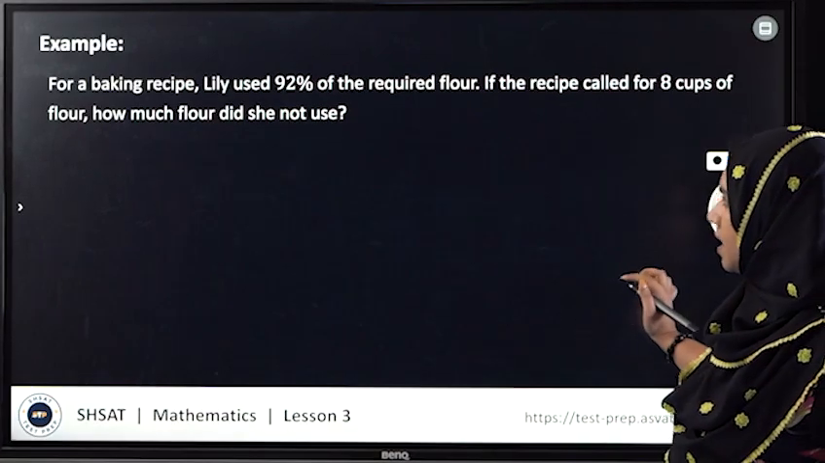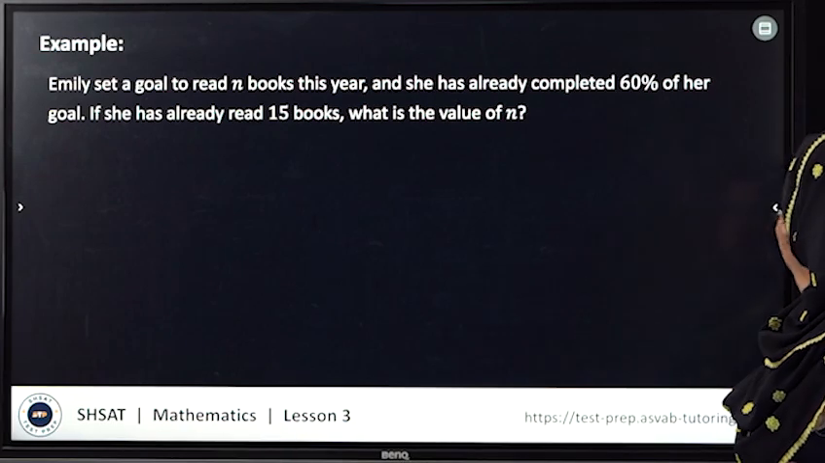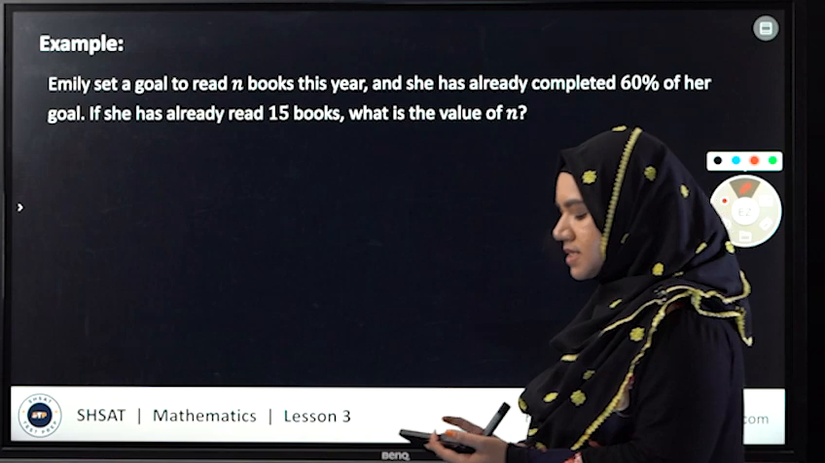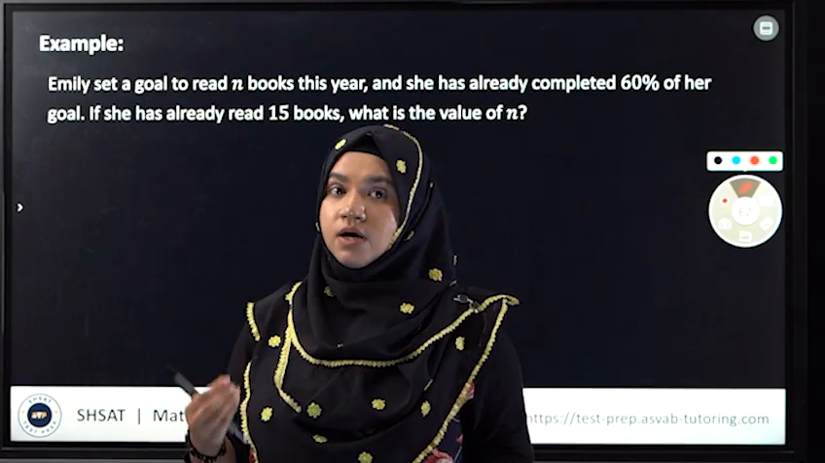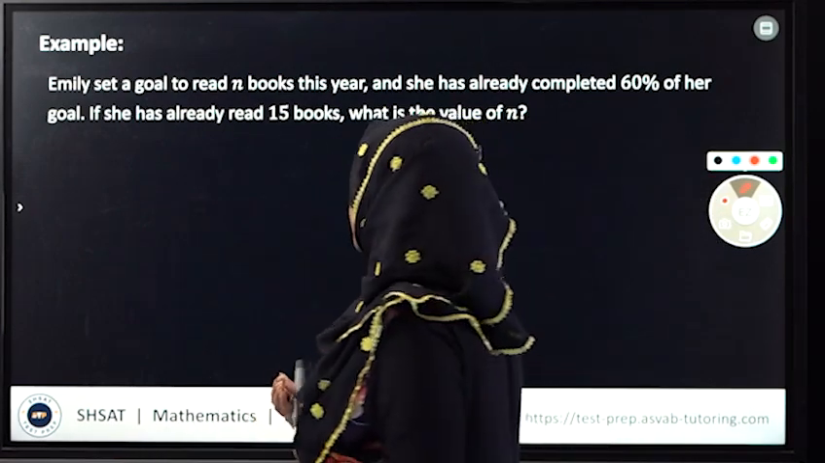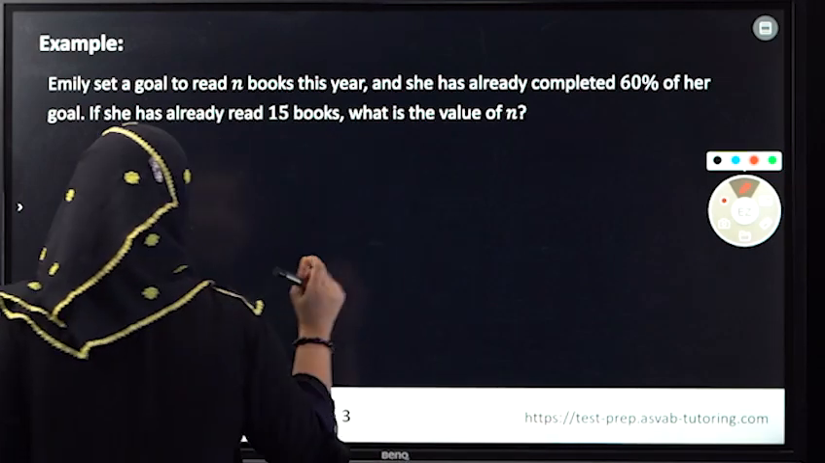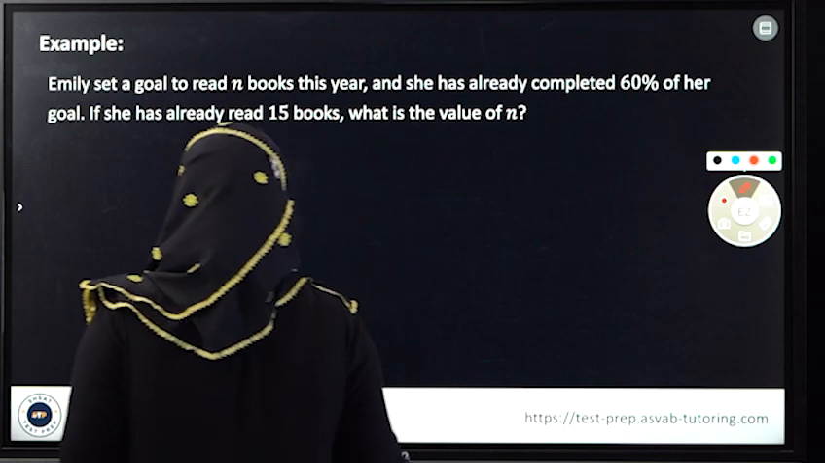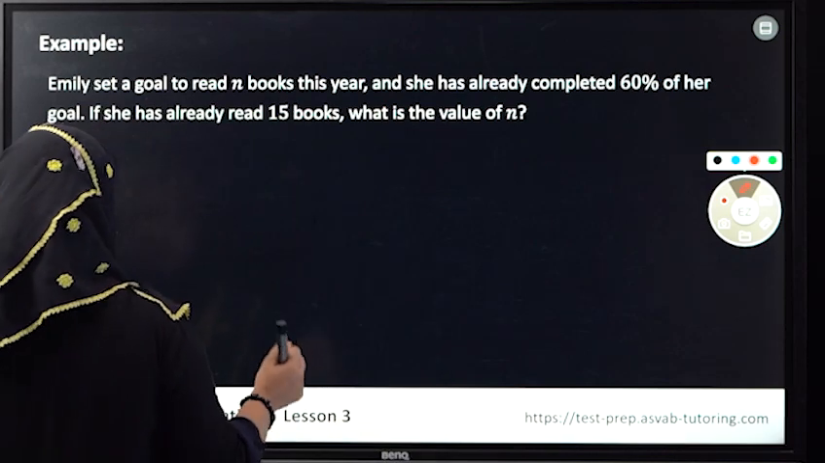Okay. Moving on, we have another question. As we can see, it's another word problem. The basic thing about word problems is that they test whether or not you understand what to do. So let's see. Emily set a goal to read N books this year, and she had already completed 60% of her goal. If she has already read 15 books, what is the value of N?